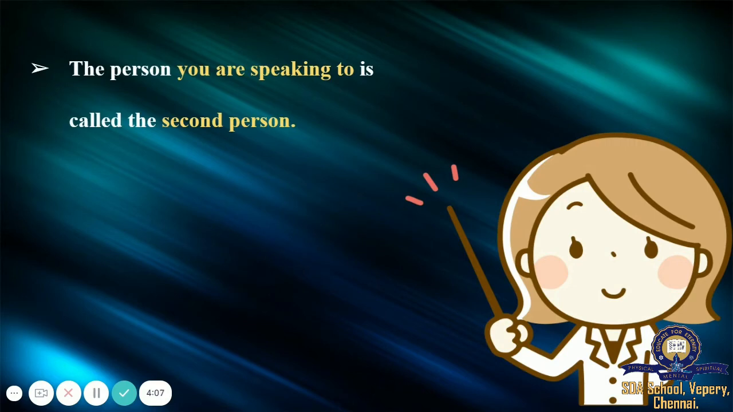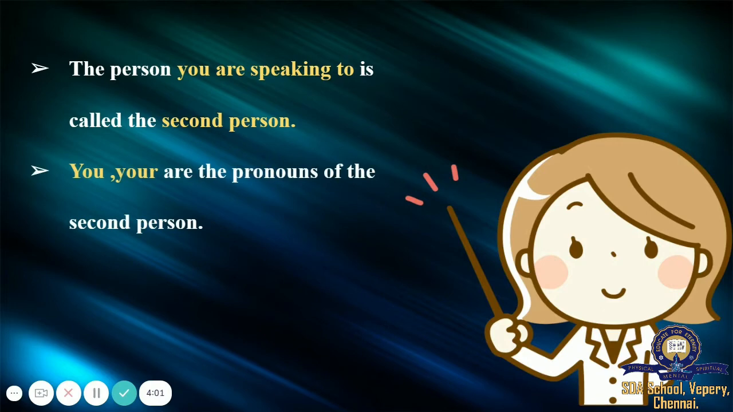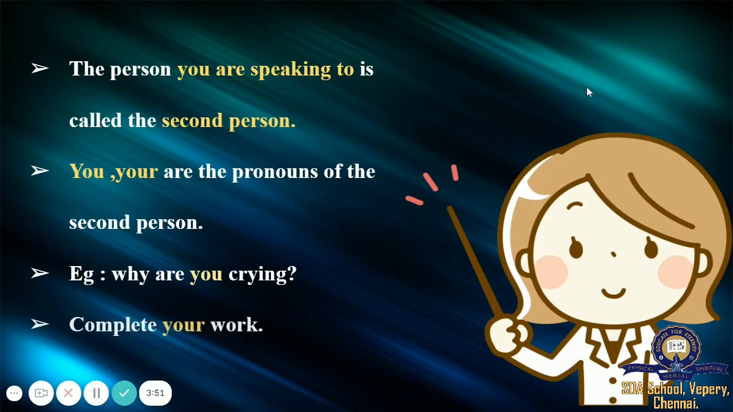The person you are speaking to is called the second person. You, your are the pronouns of the second person. For example, why are you crying? Complete your work. So here, the pronouns of the second person refers to person or persons spoken to.